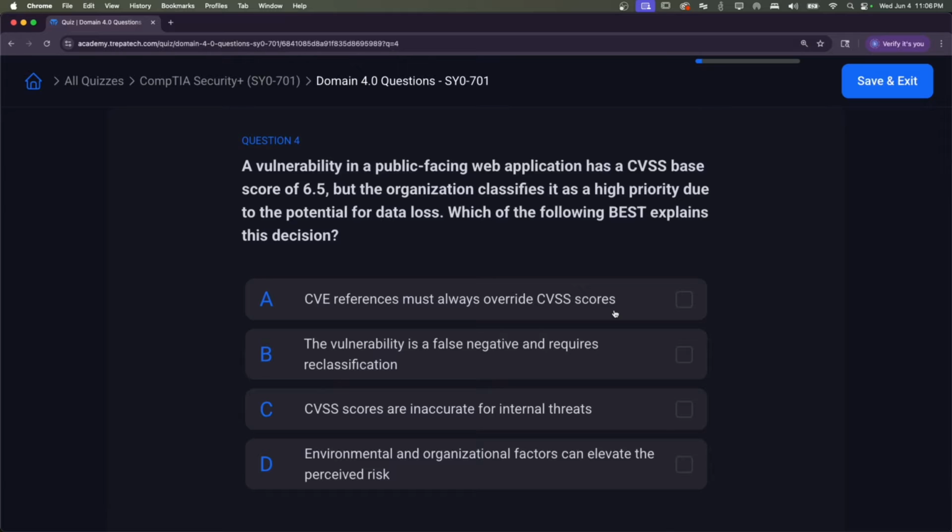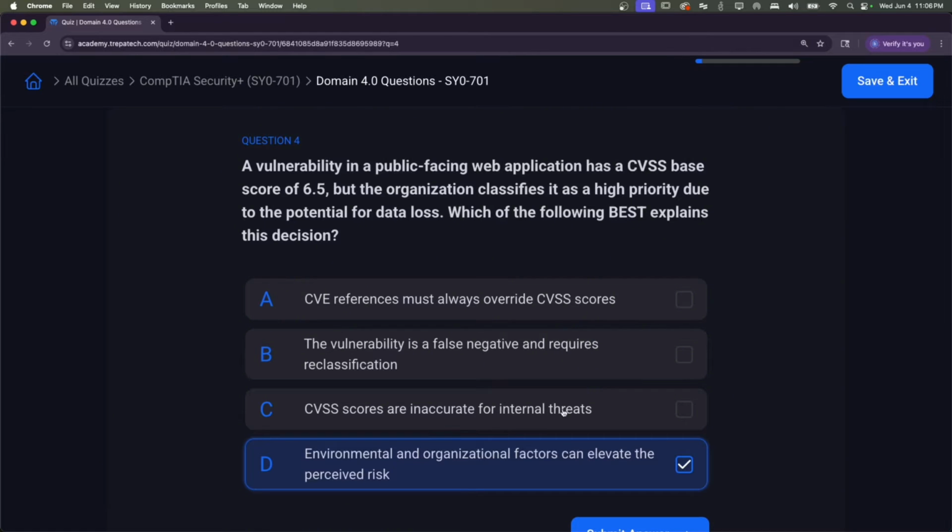A vulnerability in a public-facing web application has a CVSS base score of 6.5, but the organization classifies it as a high priority due to the potential for data loss. Which of the following best explains this decision? So I'm going to go with D here.